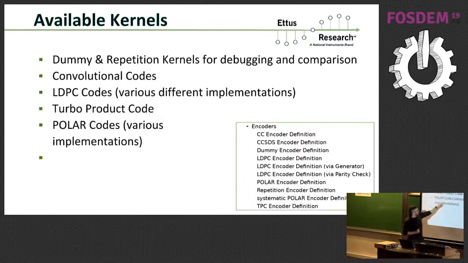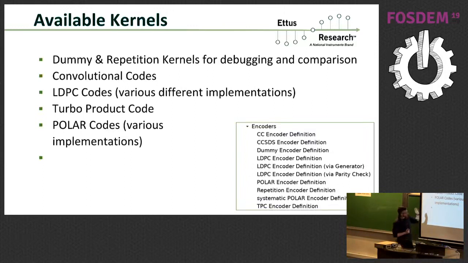So polar codes will be in 5G GNU Radio. Turbo codes and LDPC codes and polar codes are in 5G GNU Radio. Turbo codes are used in LTE, for example. Convolutional codes in Wi-Fi and in GSM. The dummy encoder is actually not an encoder. It's more of a debugging block. It doesn't actually do anything.